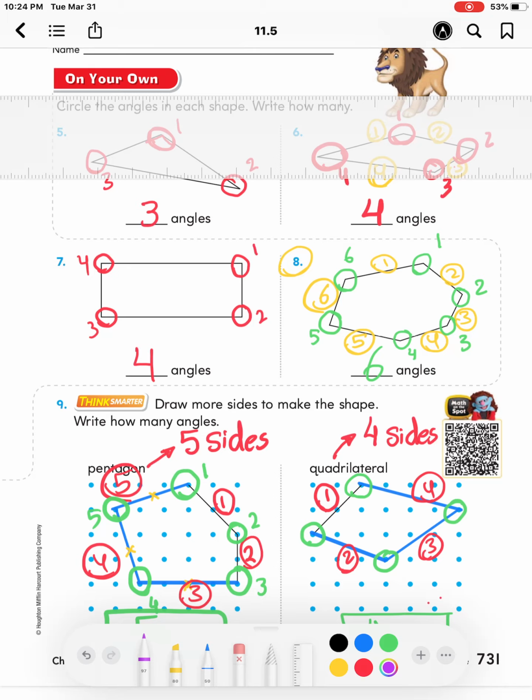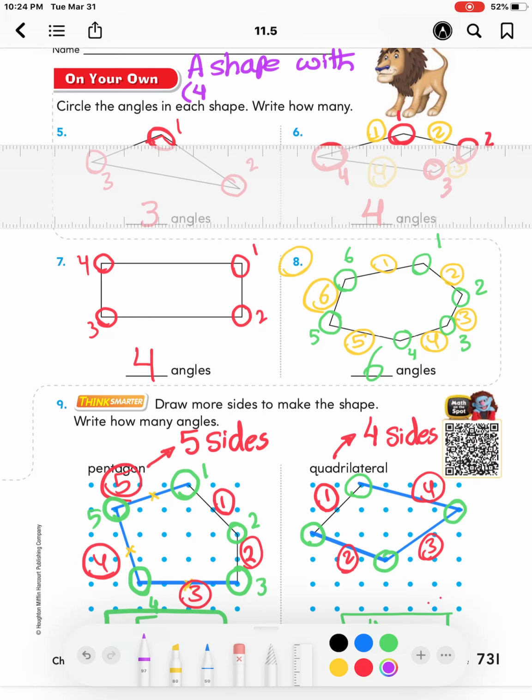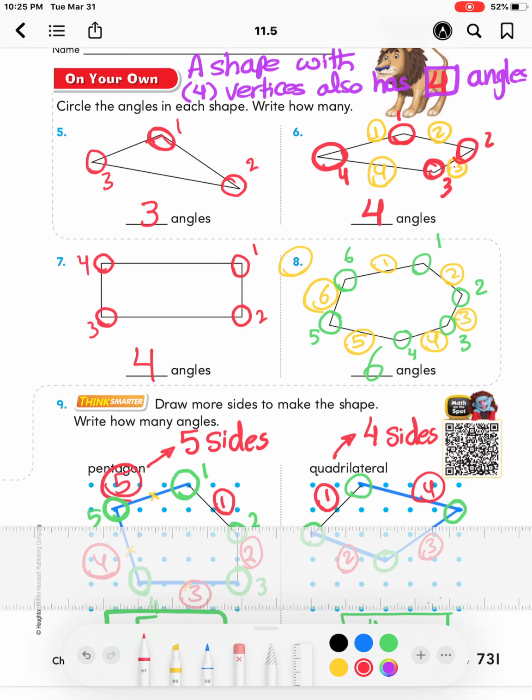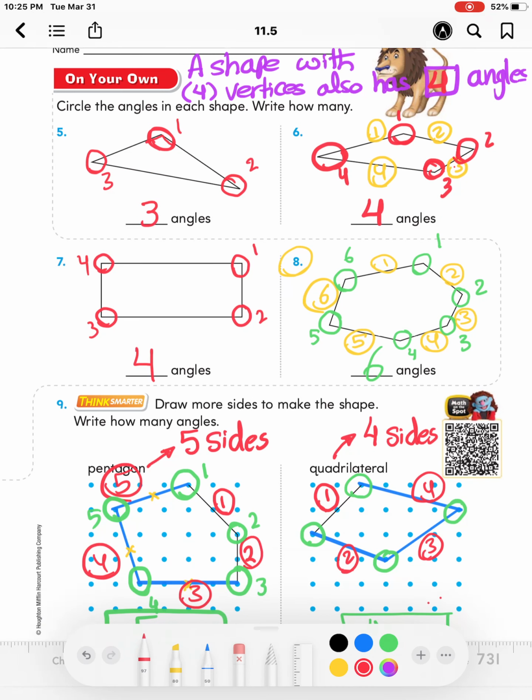So you will, okay, here, a shape with, you can write 4 vertices, for example, also has how many angles? Can you tell me? Excellent, 4 angles. And if the shape has 3 vertices, it also has 3 angles, okay? And the same for the pentagon and the hexagon, okay? The same number of vertices are the angles also, okay?